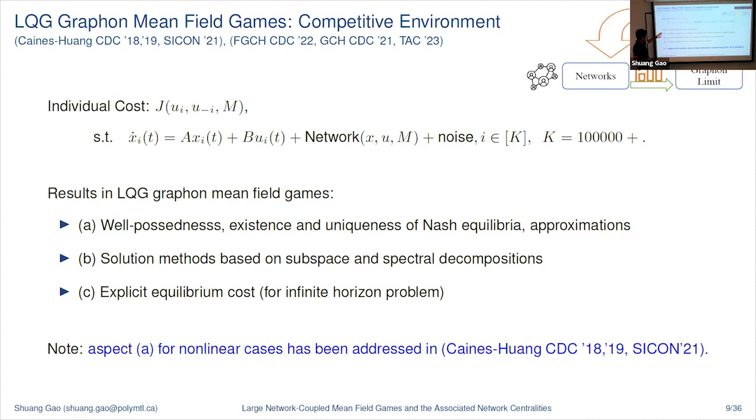I want to also mention that the first aspect for a general nonlinear system is addressed in the work by Caines and Huang in their series of papers. So you should look for that if you're interested in the more general case. Here I'm only presenting the case with linear dynamics and quadratic cost.